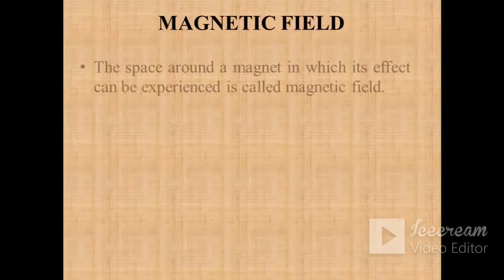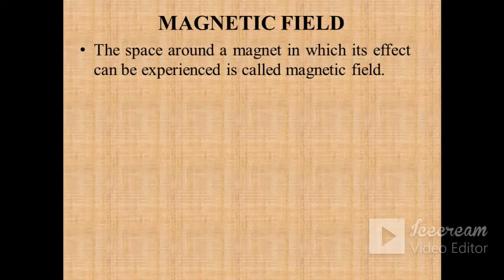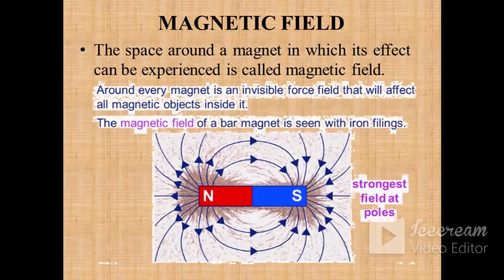So what was the reason for that? The reason was the magnetic field. And what is magnetic field? The space around the magnet in which its effect can be experienced is called magnetic field. So around every magnet there is an invisible force field that will affect all magnetic objects inside it.